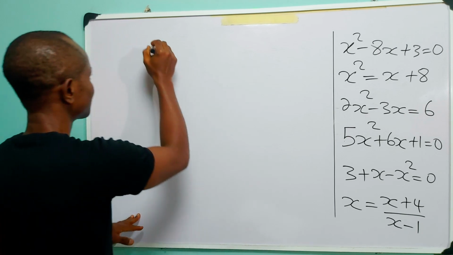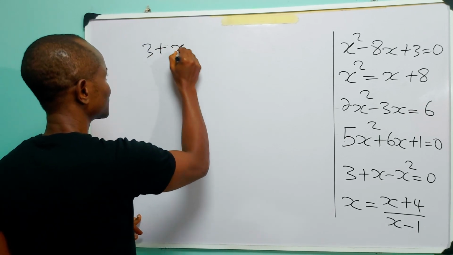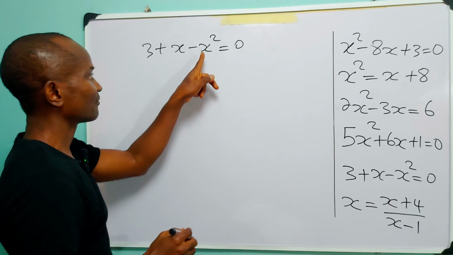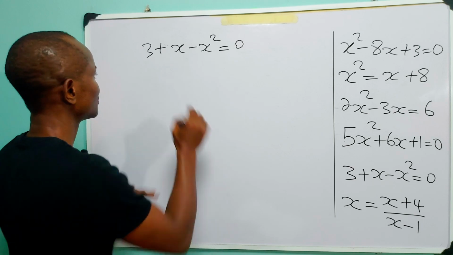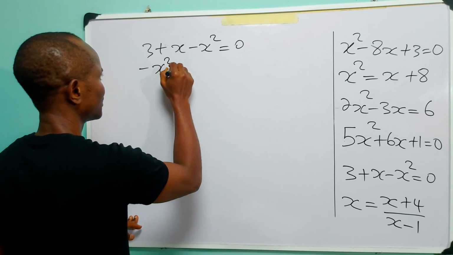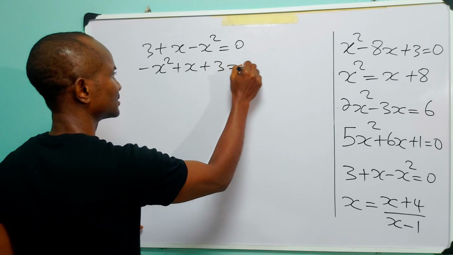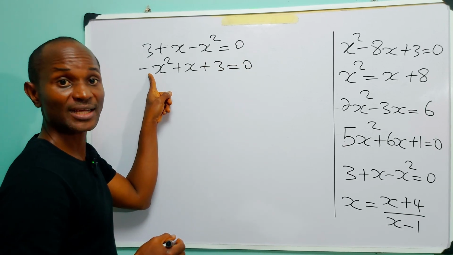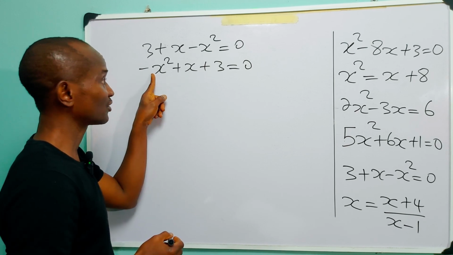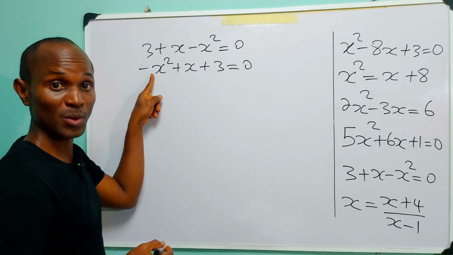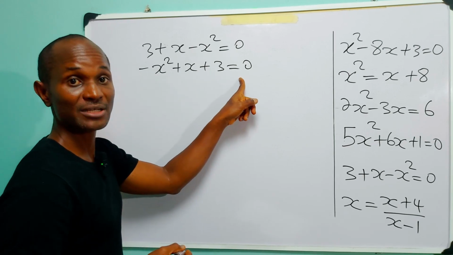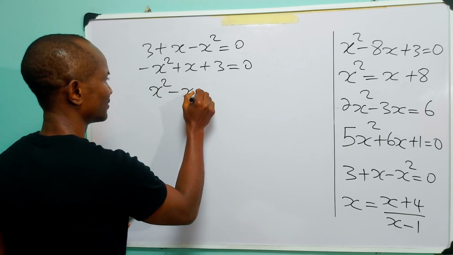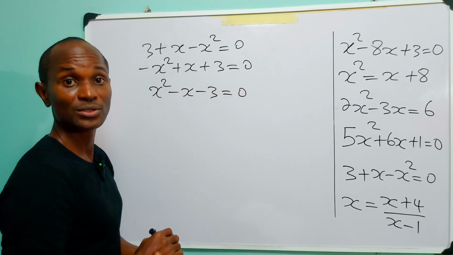The next example is 3 plus x minus x squared is equal to 0. Now, first of all, let us rearrange this equation. So we have minus x squared plus x plus 3 is equal to 0. Now, the question is, is the coefficient of x squared 1 here? It's not. The coefficient of x squared in this equation is minus 1. So to make it 1, we have to divide through the equation by minus 1. So we have that x squared minus x minus 3 is equal to 0.